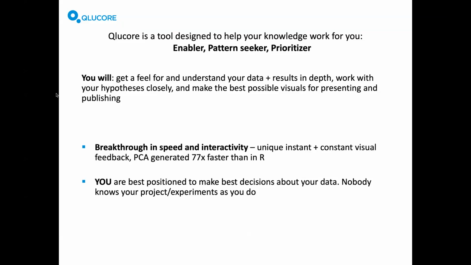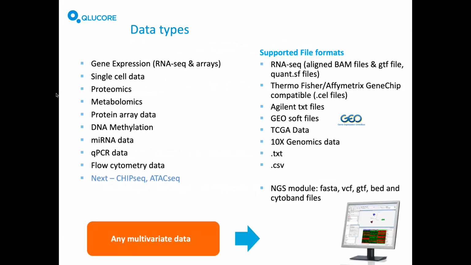What kinds of data can be imported into Qlucore? You can work with gene expression data, both arrays and RNA-seq. We support single-cell data as well, proteomics, metabolomics, lipidomics, protein array, DNA methylation arrays, flow cytometry, qPCR data. So what's coming next in March probably is support for ChIP-seq and ATAC-seq. If you have some other questions about your particular data, please type them in the chat.